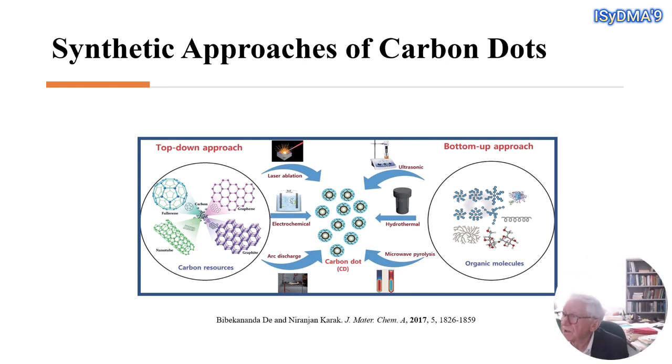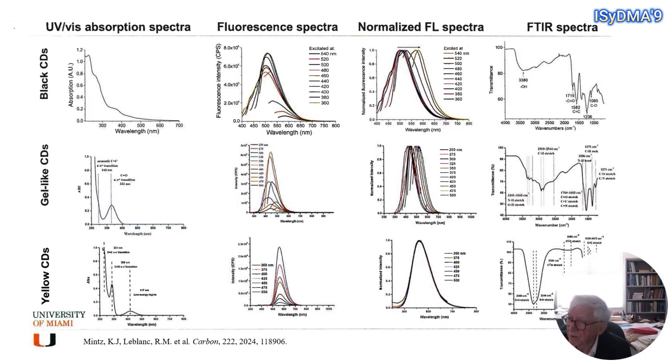Another approach is bottom-up, starting with small molecule precursors, mixing them together, and having the possibility to use, for example, ultrasonic irradiation, microwave radiation, or hydrothermal, and we produce our carbon dots too. So that's the same way. Both ways we proceed to give the same property that I have just shown for the carbon dots.